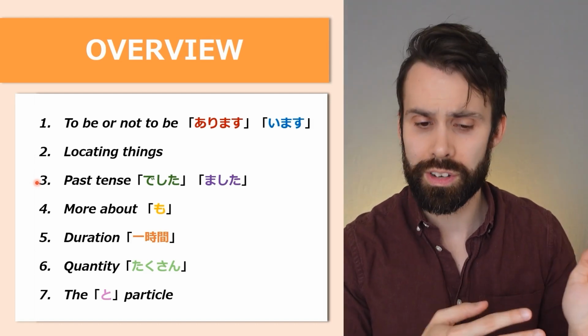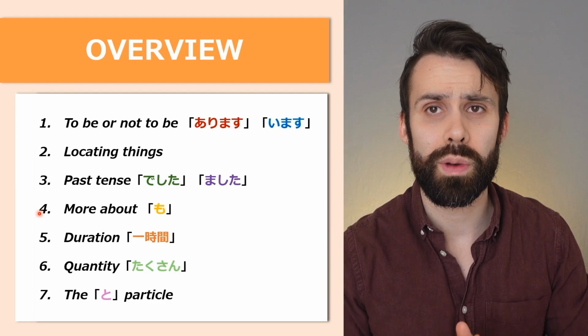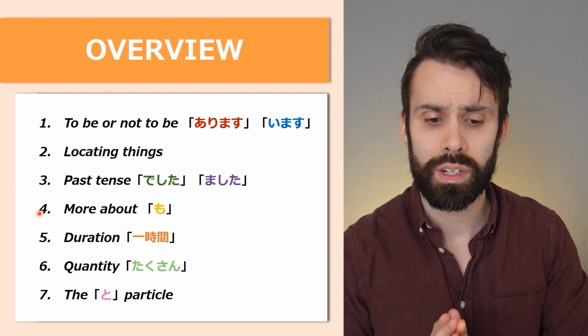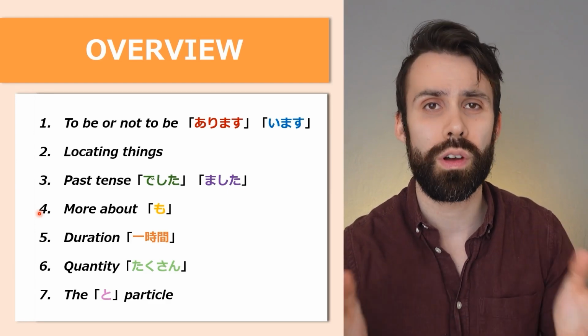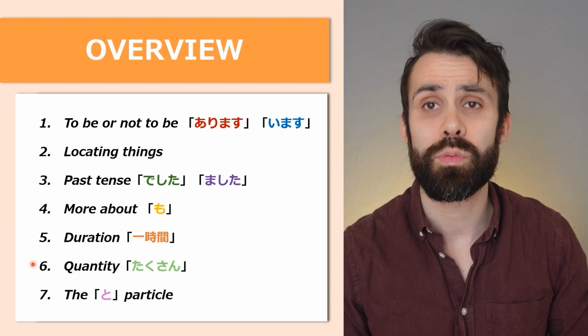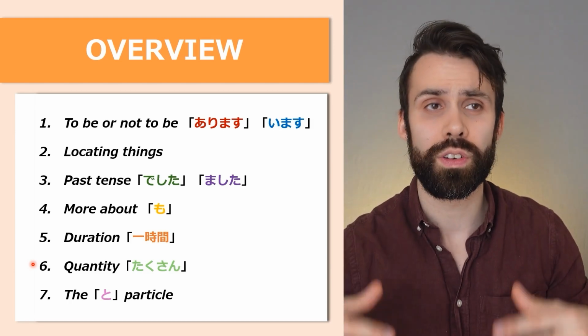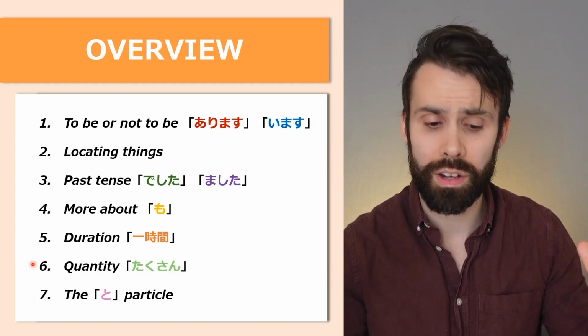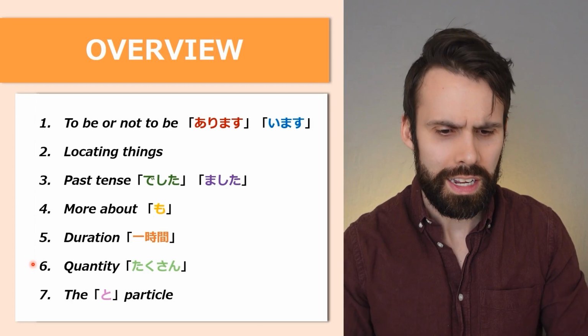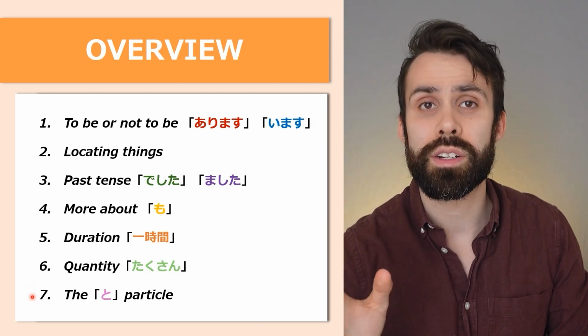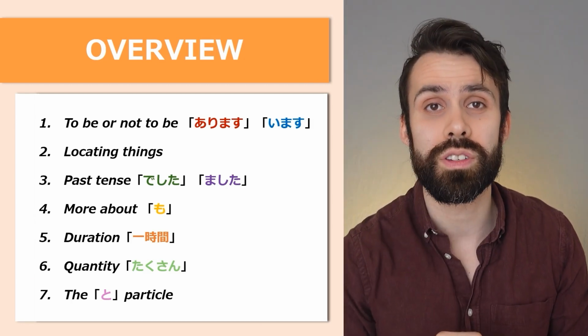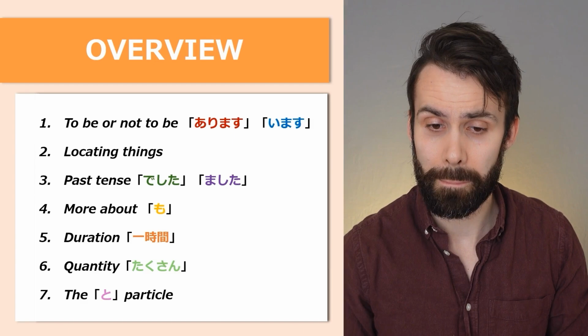So we are finally going to be able to talk about what we did yesterday or last year or whatever. And then a little bit more about the mo particle, before moving on to duration, how long something takes. Next up, we have quantity using just one word, takusan, meaning a lot. So there's going to be a lot of quantity. And then finally, we have the to particle, or at least two usages of the to particle.